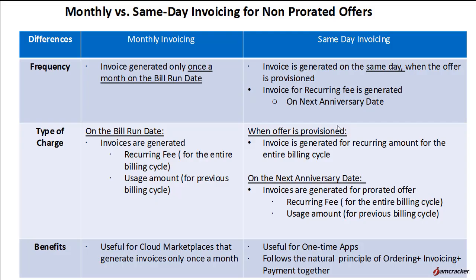Let us now see how non-prorated services will be invoiced by the platform. If the platform is configured with monthly invoicing, then invoices will be generated only once a month and on a specific date referred to as bill run date with the entire amount for the billing cycle. If the platform is configured with same-day invoicing, then invoices will be generated on the same day when the offer is provisioned, and the invoice for recurring fee will be generated on next anniversary date.